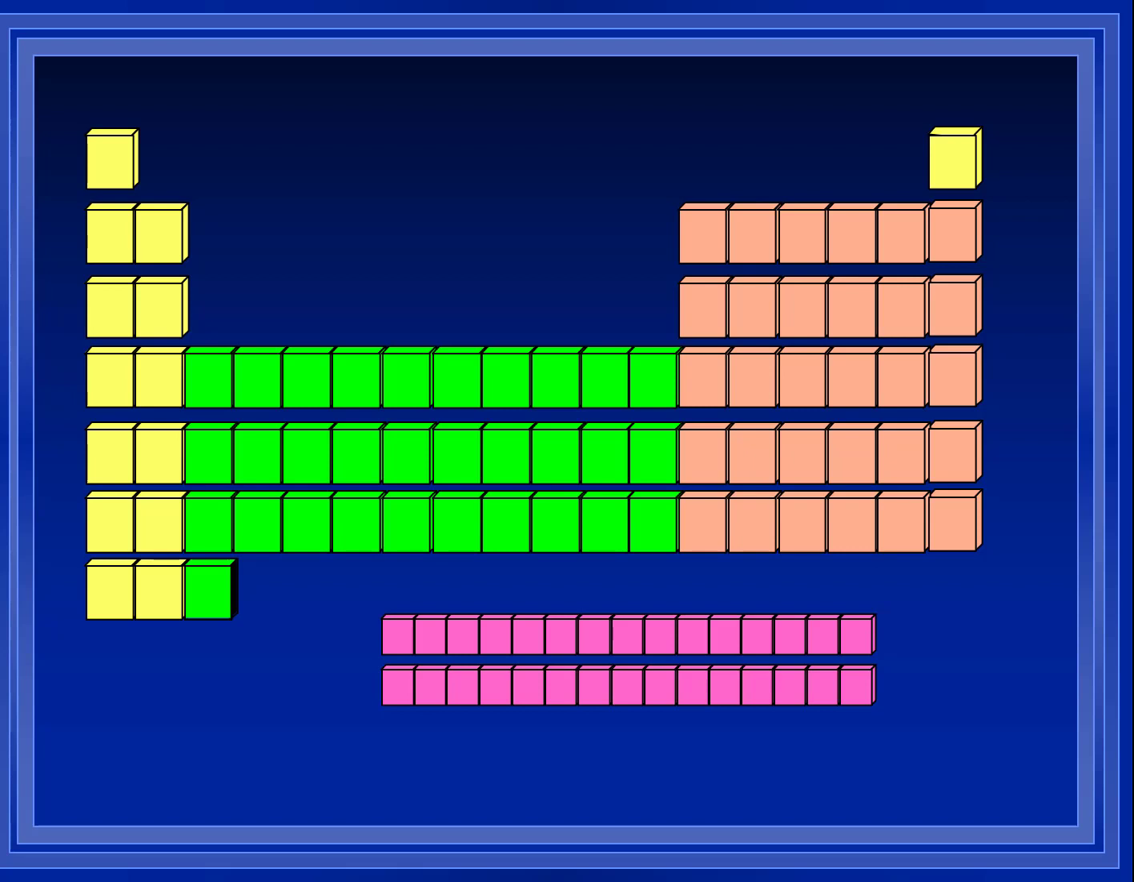Okay, so what do we get for the electron configuration for boron? Well, boron was number 5, so it was 1s2, 2s2, 2p1. Aluminum was number 13, so 1s2, 2s2, 2p6, that's 10, 3s2 is 12, 3p1 is 13.